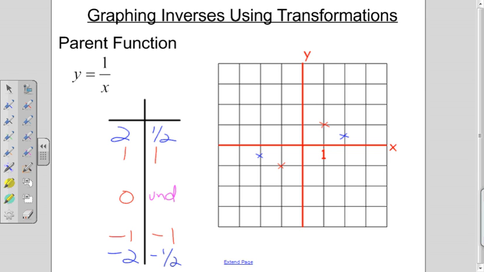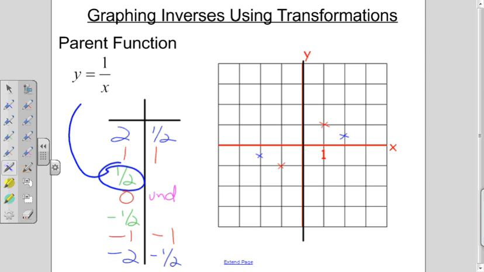I still have that sense of 0 being undefined, which means I'm not going to get anything on the y-axis. And I noticed something too: it just seems like I'm flipping the number over by putting it in this function, which, if you think about it, is why it's the inverse function, because it creates the multiplicative inverse. So I'll pick a couple of fractions that are easy because they'll just wind up getting flipped over. So I'll pick a half and negative half.